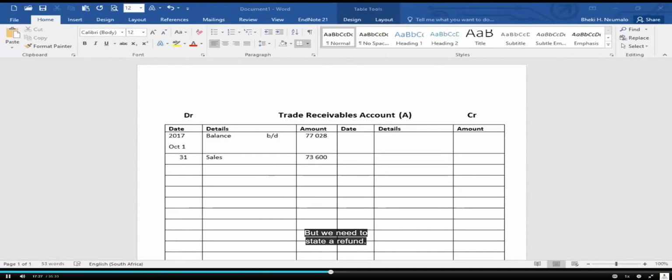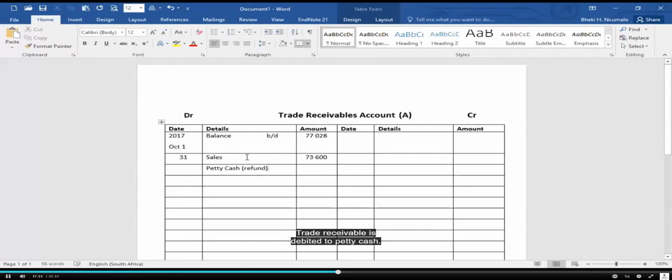We refund our debtors using petty cash. Trade receivable is debited to petty cash. Petty cash is credited because it's an outflow of cash. We took out petty cash of 320 from the business and we refund.